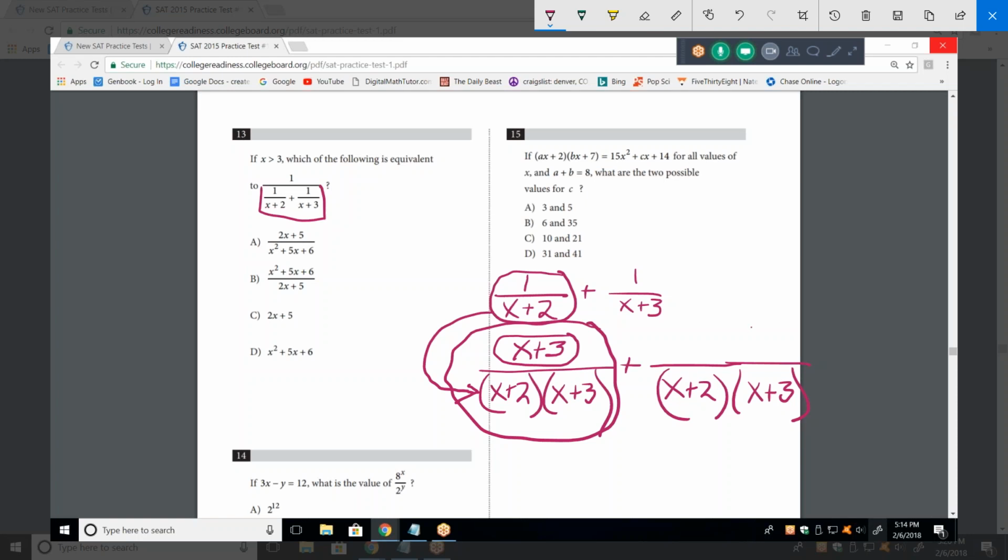So, what goes here? x plus 3. Well, would that give you that right there? Oh, wait, x plus 2. There you go.